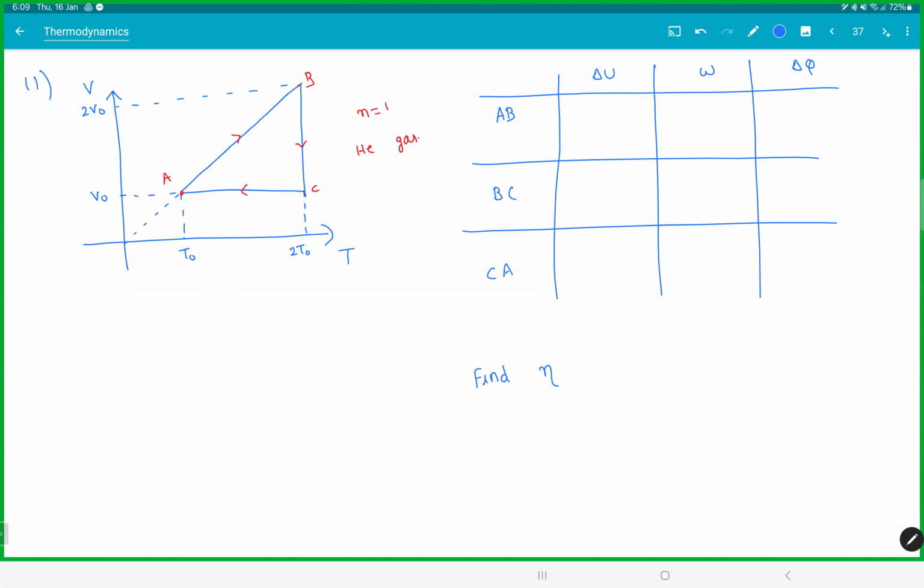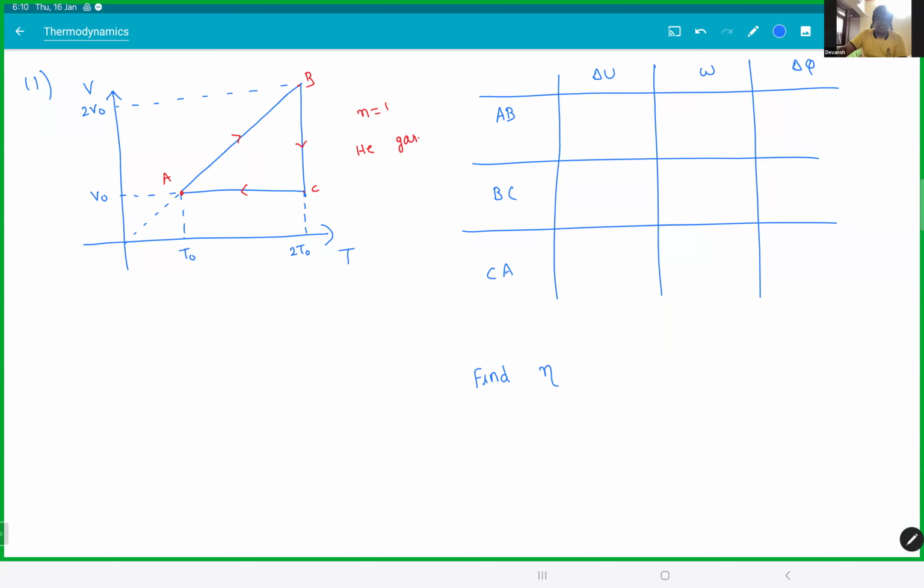54 by 69. That is such a beautiful answer, which is wrong. How did you get work done in isothermal process without a ln? Keep it in ln only. You're getting pretty high efficiency. I hope you didn't take ln 2 as log 2 and put 0.3.